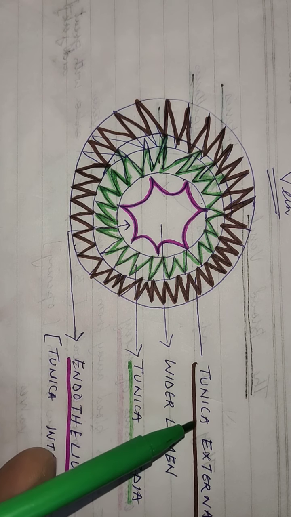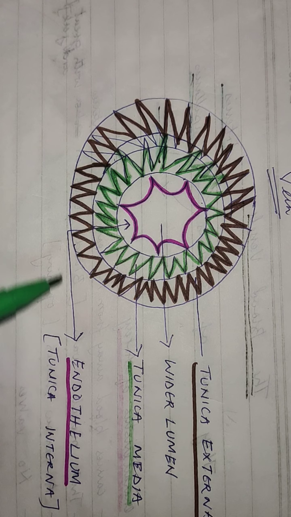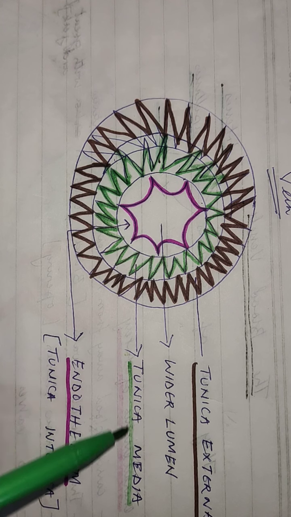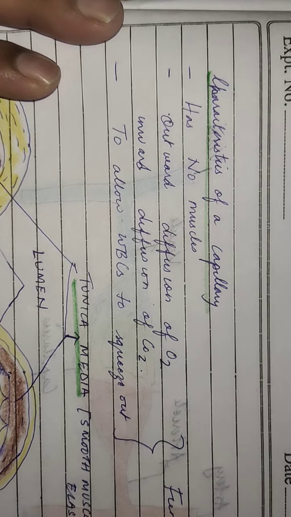Brown is tunica externa. Endothelium, okay, pink one. Another name for that is tunica interna, and tunica media. All right, the green portion.